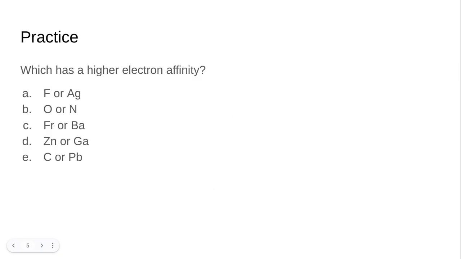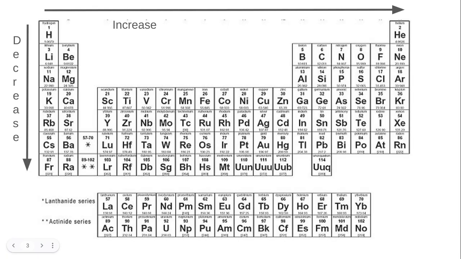Next, we have zinc or gallium. Zinc is right here with gallium next to it as well. So we follow that line once again, and we remember that as we go down a period in increasing atomic number, we increase in affinity. Zinc comes first, which means gallium has the higher electron affinity, although it is very close.